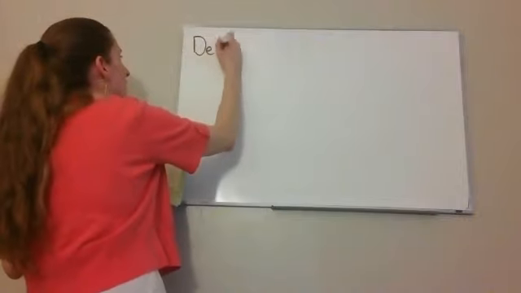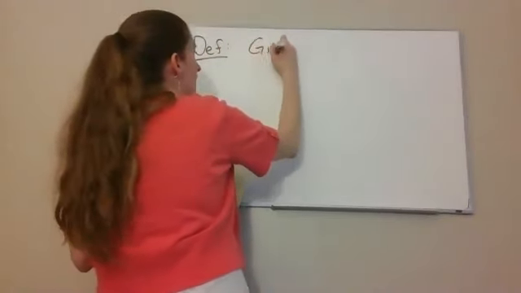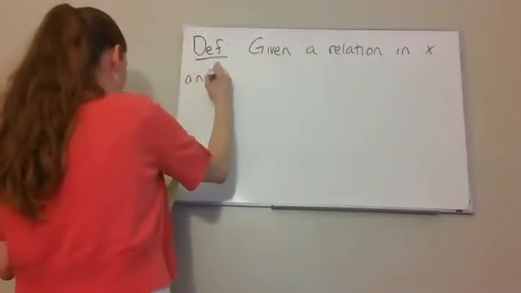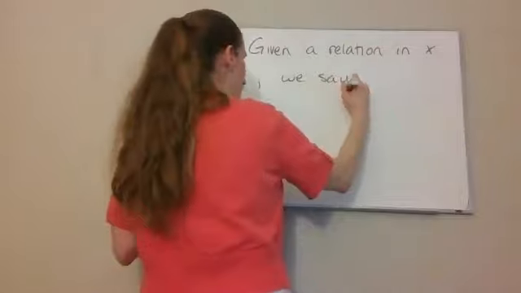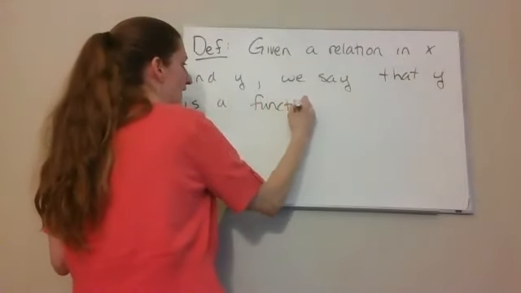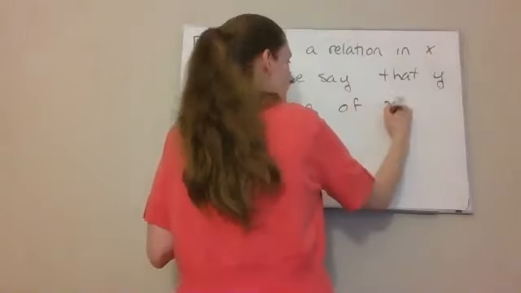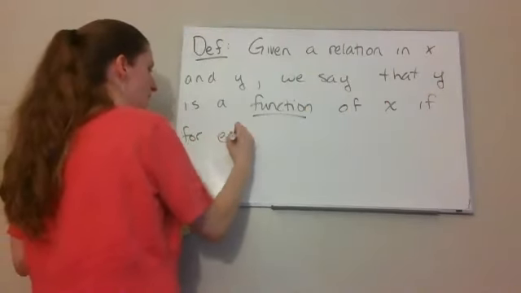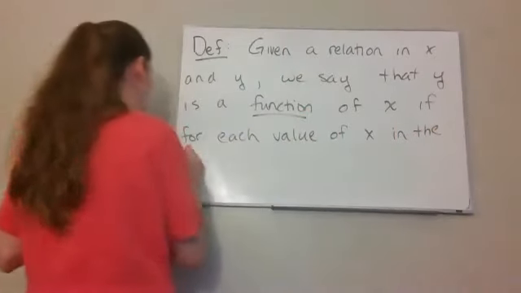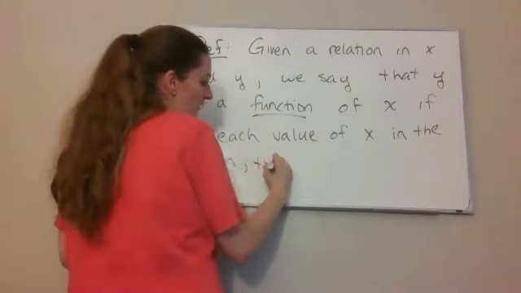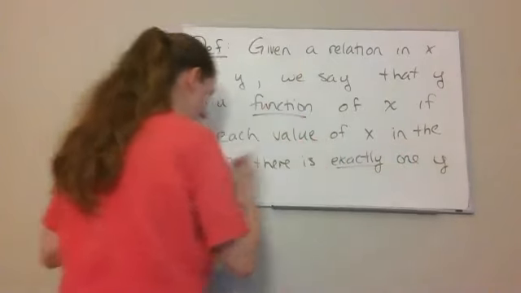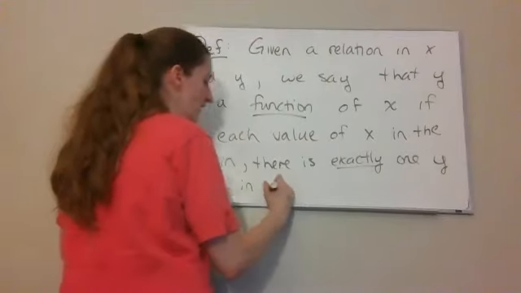So, definition of a function. Given a relation in x and y, we say that y is a function of x if for each value of x in the domain, there is exactly one y value in the range.